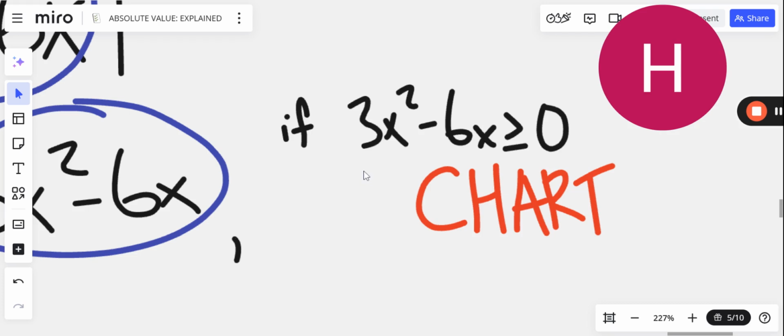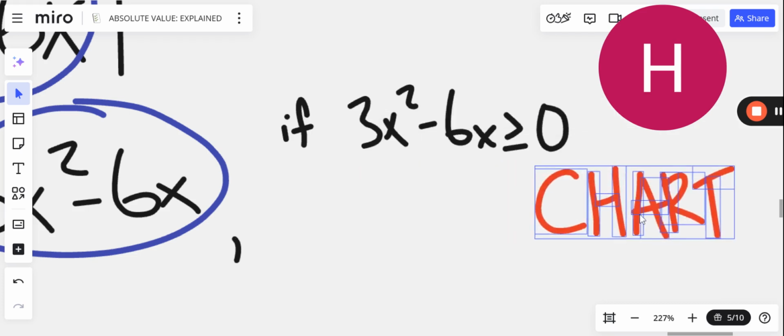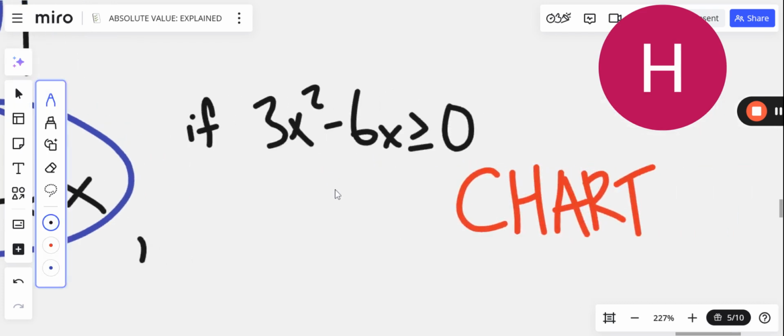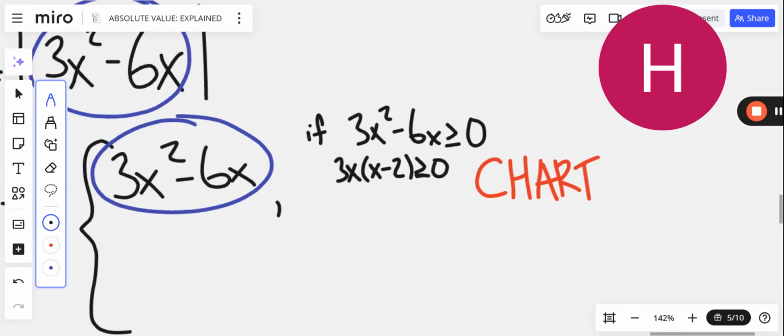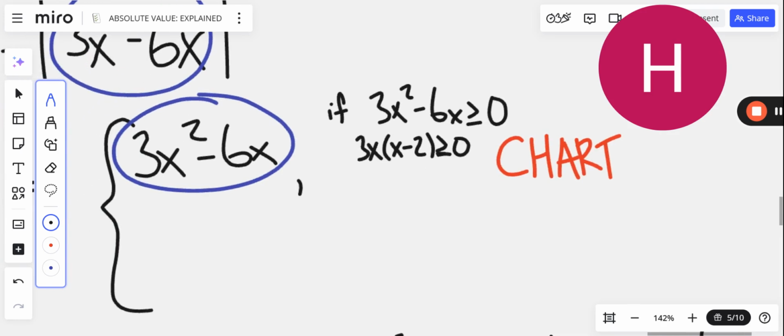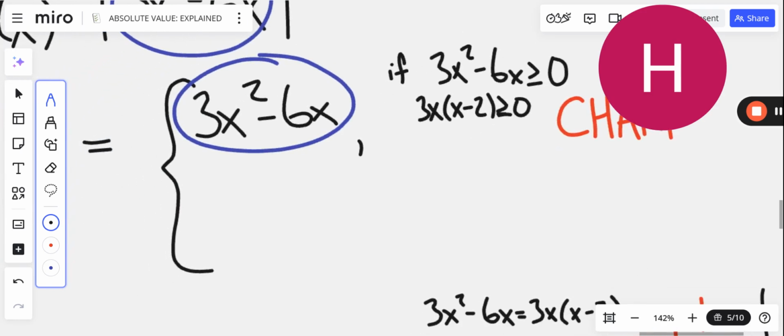If I move this a little bit, then we're going to have 3x and x minus 2. So that product needs to be greater than 0. And we'll get some more specifics when it comes to that. We'll get some more specifics in a moment.